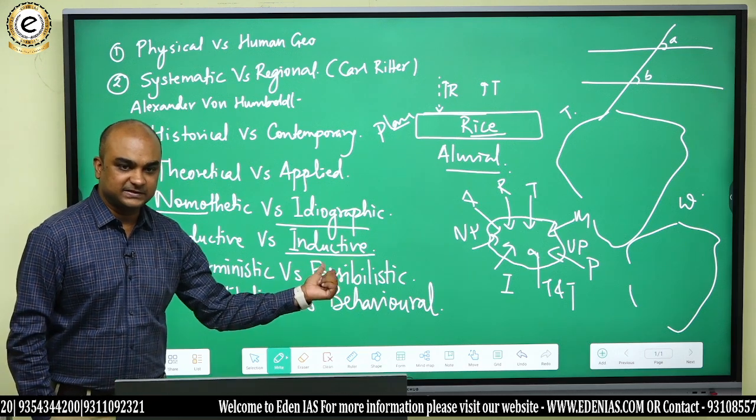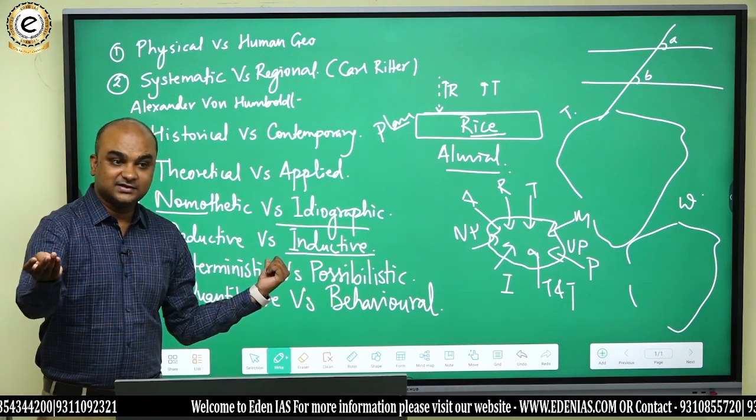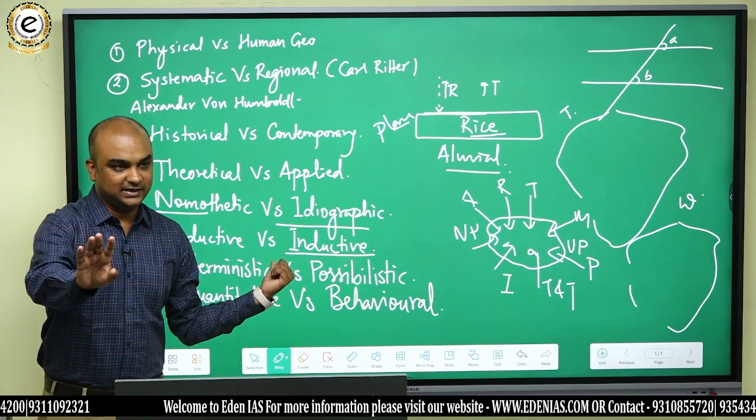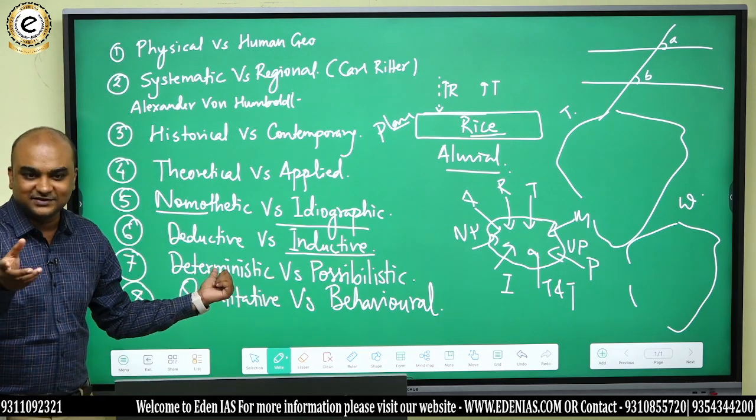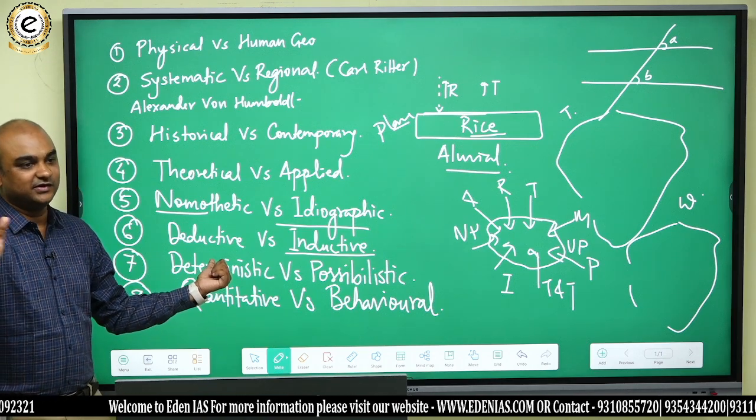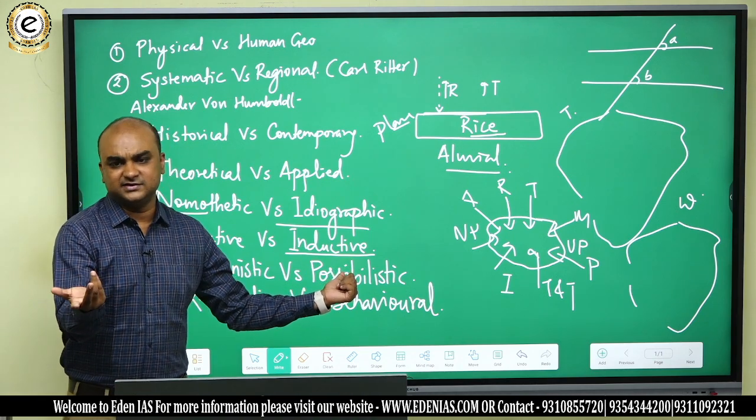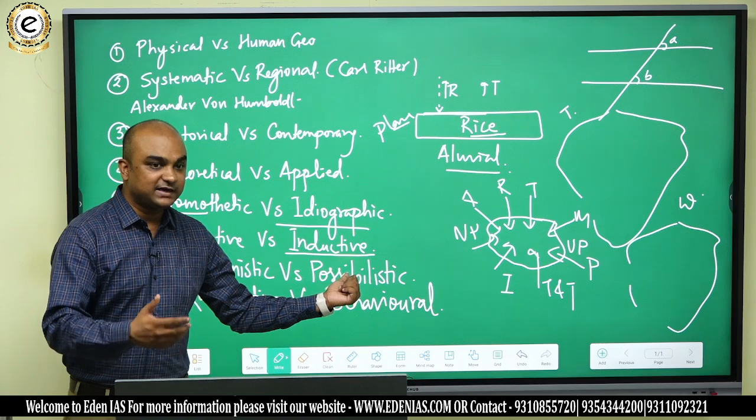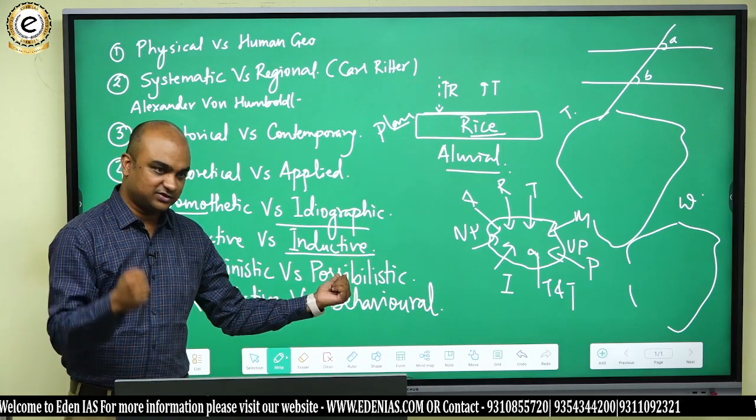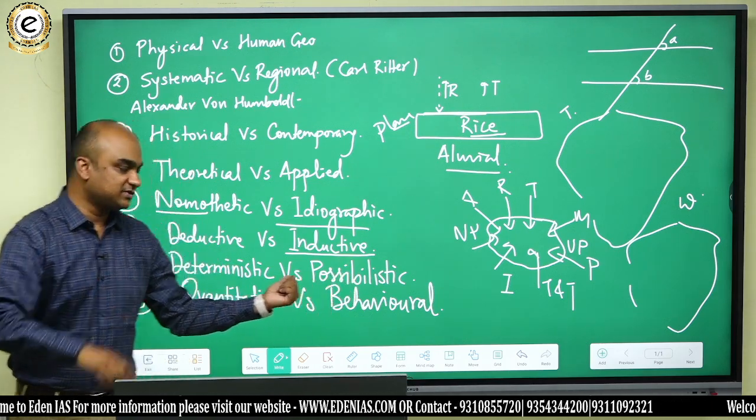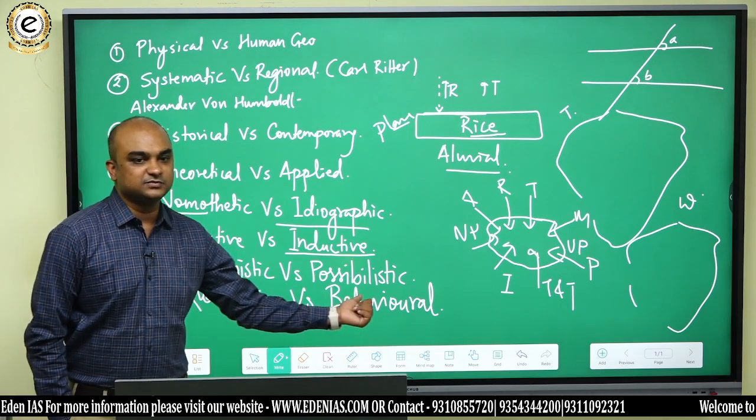Deterministic versus possibilistic. Deterministic means nature is the master, man is the slave. And remember Churchill Semple's definition, man is the dust of earth. And then possibilistic means man and nature are friends. Do you understand that? Nature provides hints for man to catch up, and then man can take decisions on the basis of that hint. And then quantitative versus behavioral.